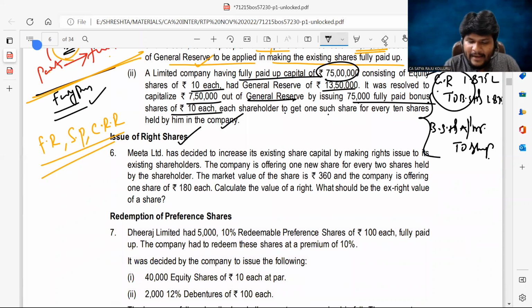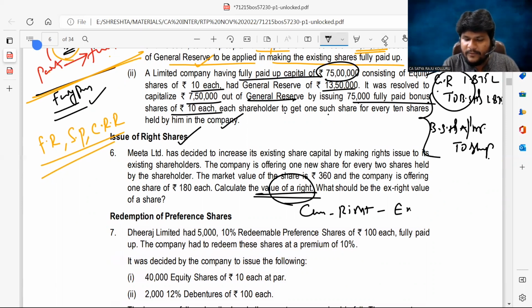What they're asking: calculate the value of the right. In the rights shares concept, the only problem is knowing the value of the right. How to know the value of the right? Cum right share price minus ex right share price. What is the meaning of cum right share price? What is the meaning of ex right share price?